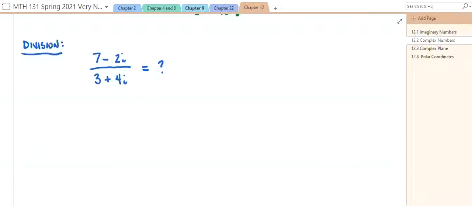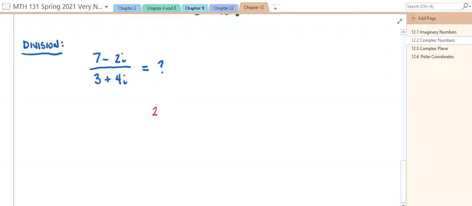So what about division? We've done addition, subtraction, and multiplication of complex numbers. So division of complex numbers, say we have something like 7 minus 2i divided by 3 plus 4i. What the heck? How do you rationalize this idea of a complex division? Well, let's think of what we can do. Let's think of some ideas here.